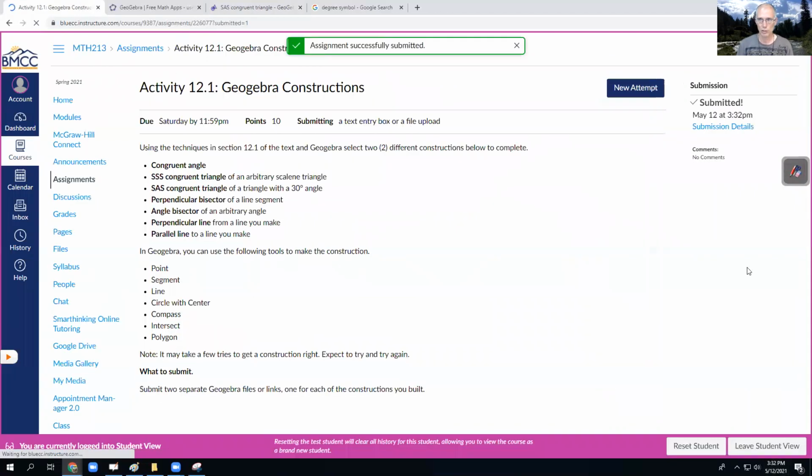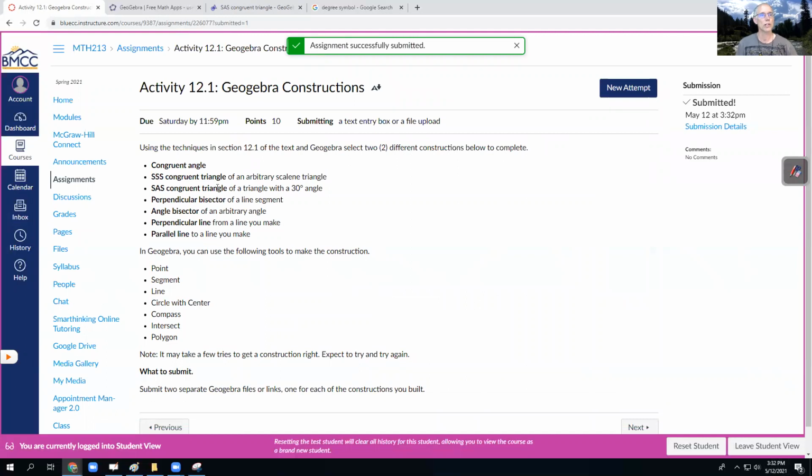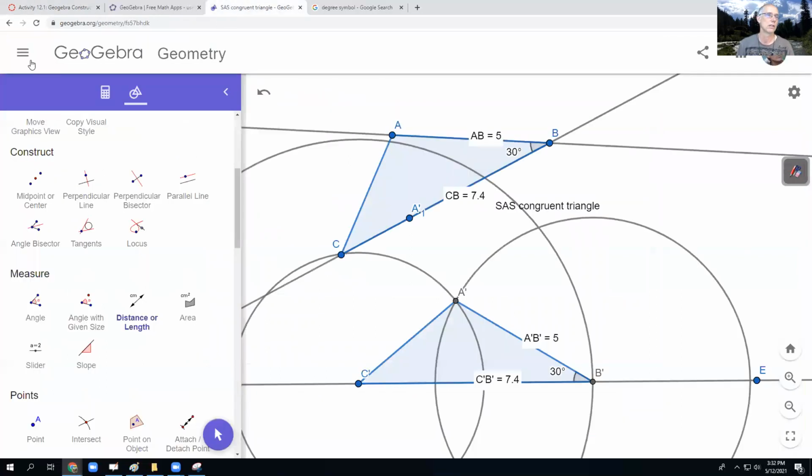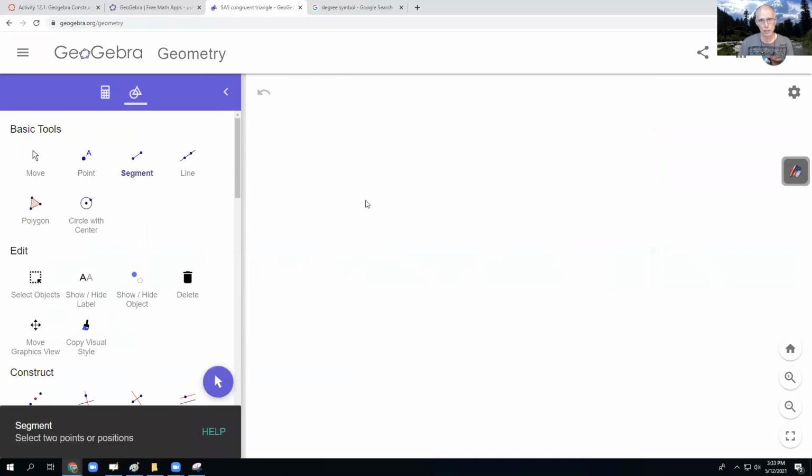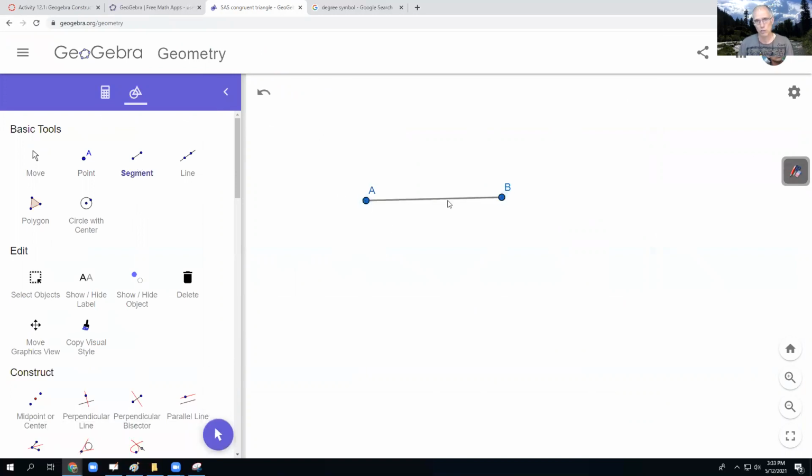Otherwise, maybe you thought one of the other constructions was cuter. So let's see. Perpendicular bisector is next. Perpendicular bisector means I have to have something to bisect, so I'm just going to make a segment first. What I want to do is find the middle of this, and I want a line going through there that's perpendicular.